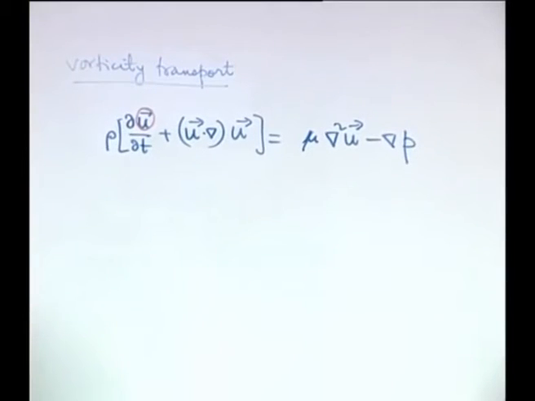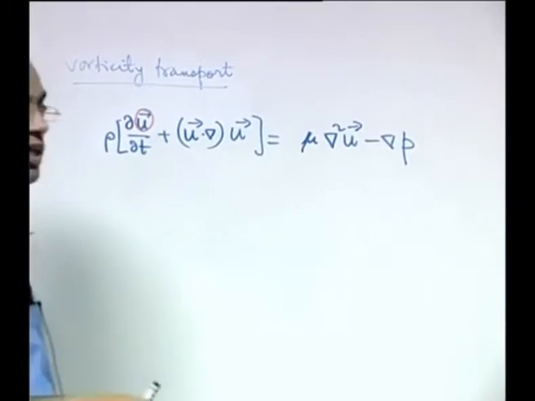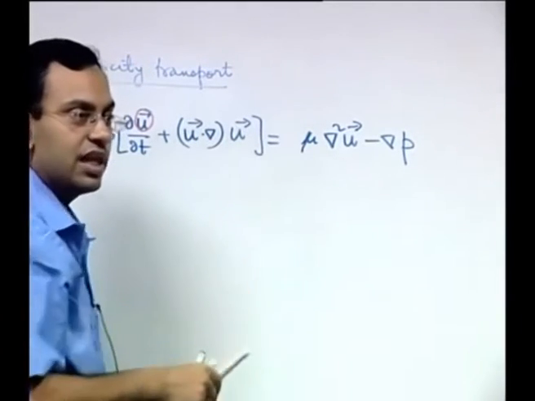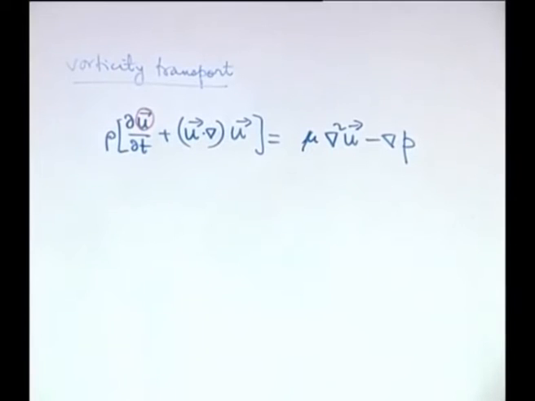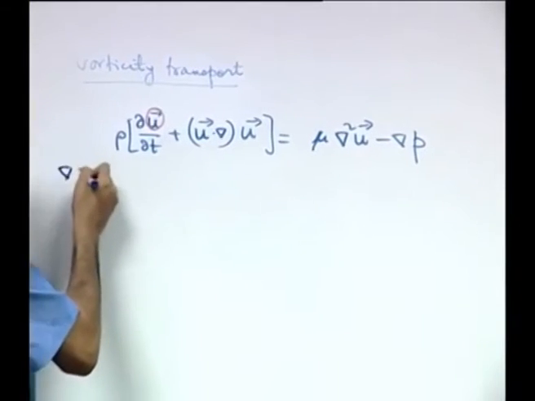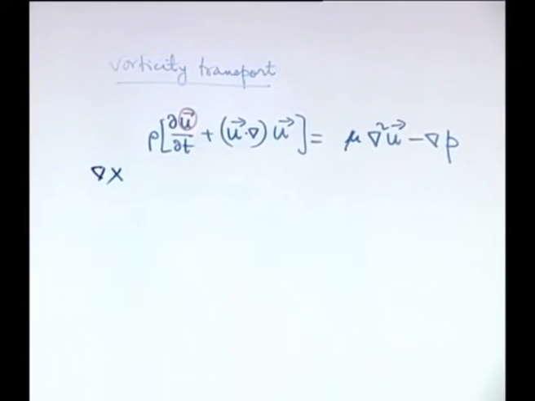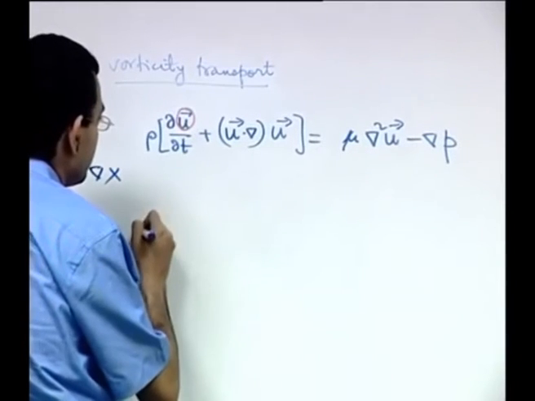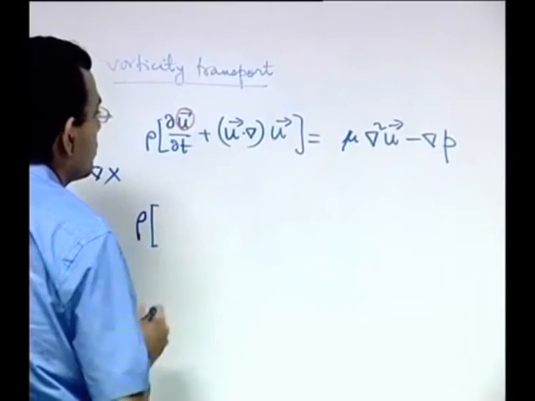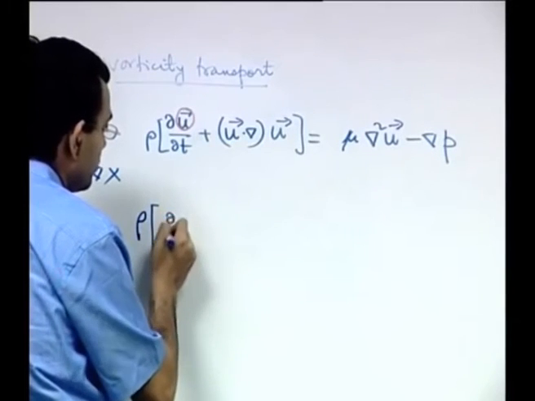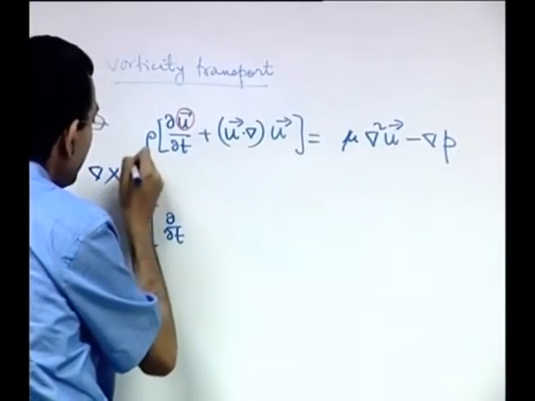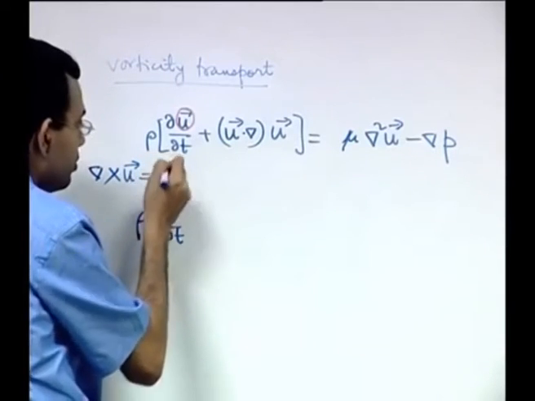Now from velocity we want to get the vorticity. So what we can do is simply take the curl of both sides of this equation, del cross. If we do that, and we define del cross velocity as the vorticity vector, which we call zeta.